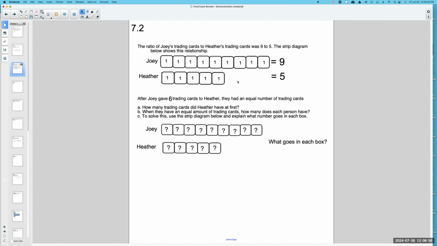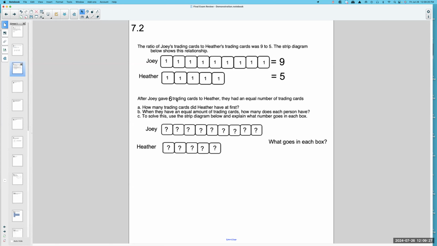Now, when we talk about strip diagrams, it's been a while, it was in chapter 7. So let's go over an example. The ratio of Joey's trading cards to Heather's trading cards was 9 to 5. The strip diagram below shows this relationship. So if you look, Joey has 9 cards. We put a 1 in each box. And remember, when you're solving a problem, if you're using boxes, that's kind of like an X or a Y. So you want to stay consistent. So in each one of Heather's boxes, we also put a 1. So that's my 9 to 5 ratio, okay?